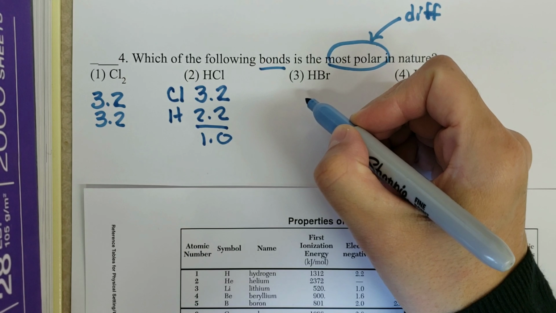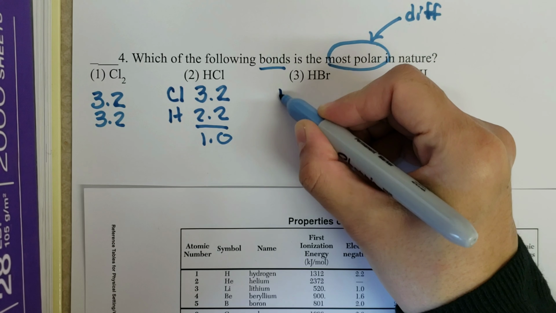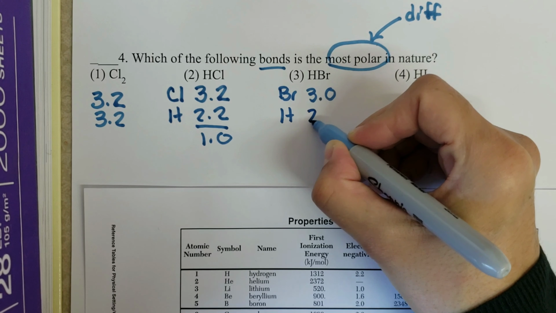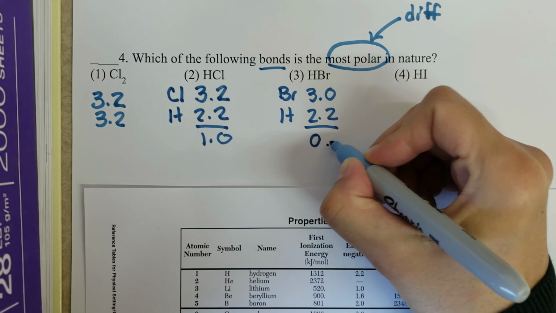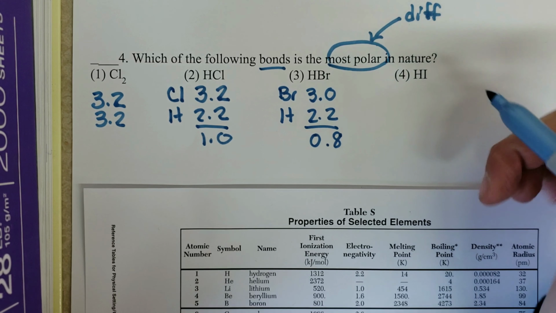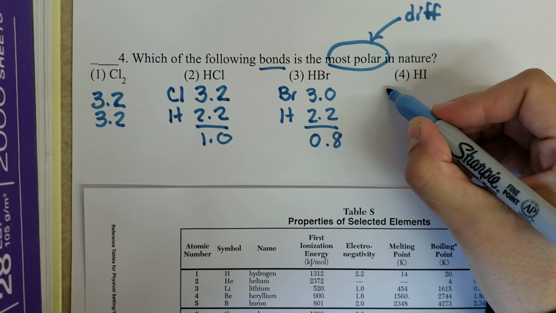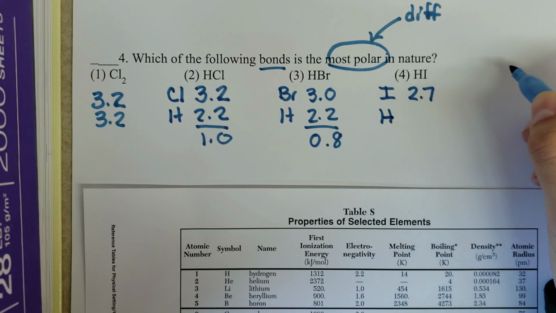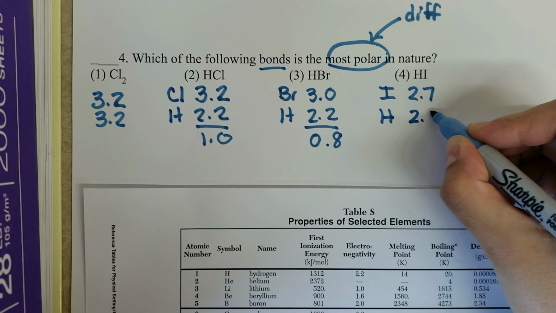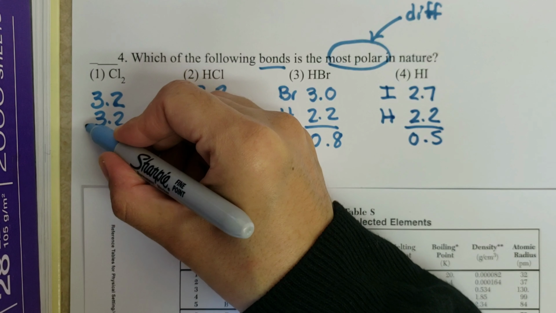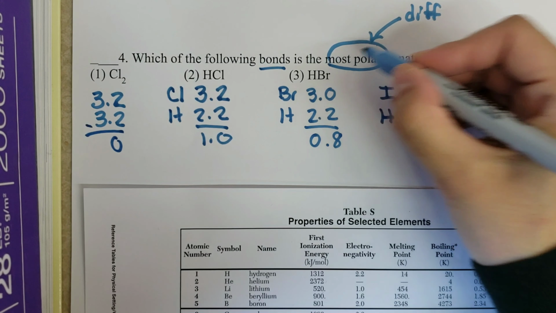Bromine has an electronegativity of 3.0, while hydrogen again has 2.2. And lastly, we have hydrogen iodide. So we're going to write the electronegativity of iodine and subtract that from the less electronegative hydrogen. Here we are looking for the most.